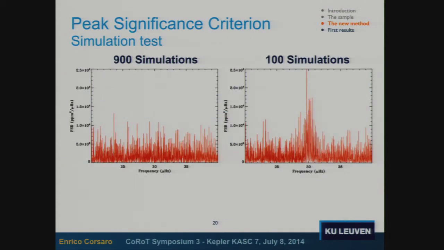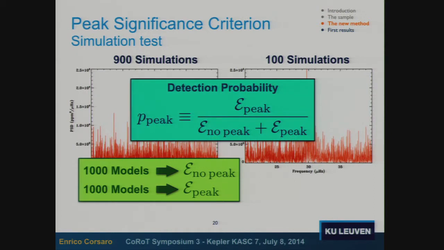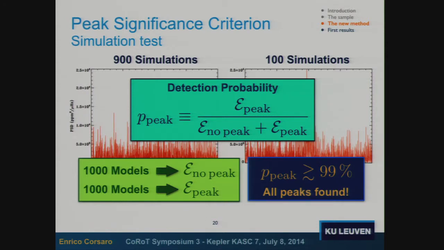To test this criterion, we did a test with simulations. 1,000 simulations, where 100 of them were including a peak, and the remainder were at just noise level. So we fitted 1,000 models assuming there was a peak, and another 1,000 models assuming there was nothing. And in the end, defining this detection probability, which is merely the weight of the evidence for a model that takes into account the peak, and considering a 99% probability to detect the peak, we found all the peaks in the simulations. So this gives you an idea of the strength of the evidence.